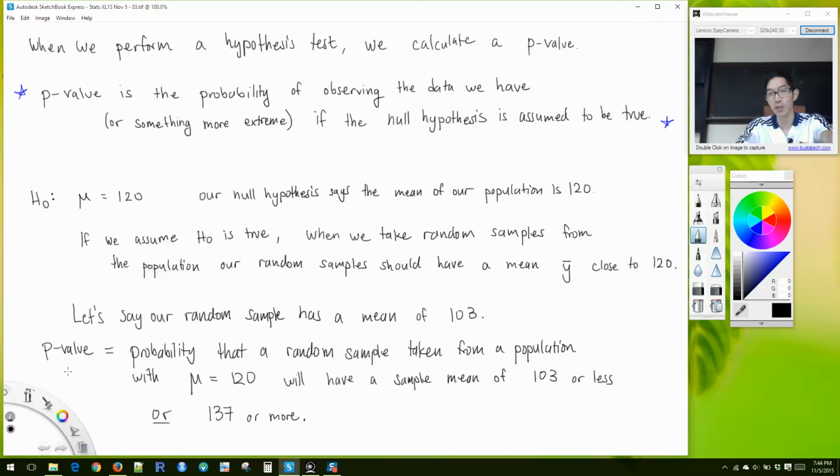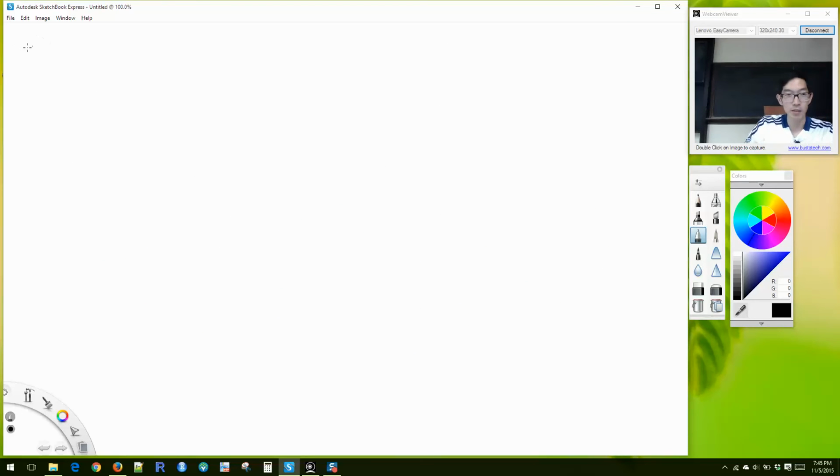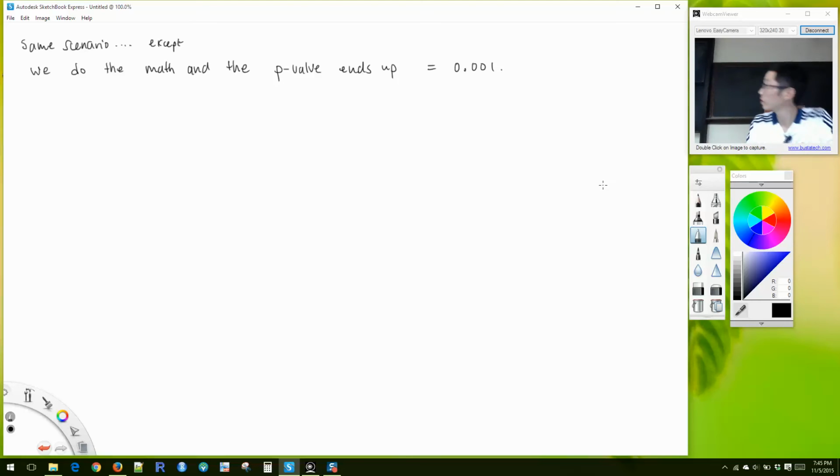So I'm just going to continue on from this scenario. Now this is scenario 2. We have the exact same setup, 120, with a sample mean of 103. This time we do the math, and our p-value ends up being, we'll say, 0.0001. Okay? So this is the same scenario, except we do the math, and the p-value ends up equaling 0.001. Okay?